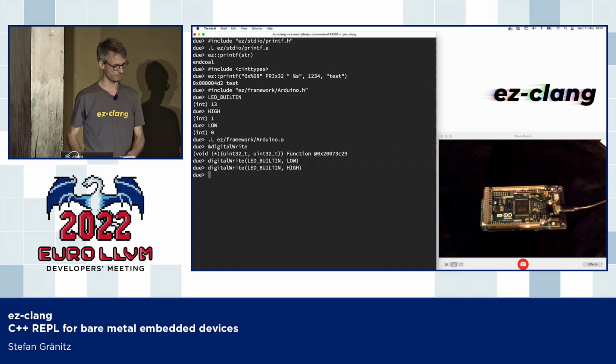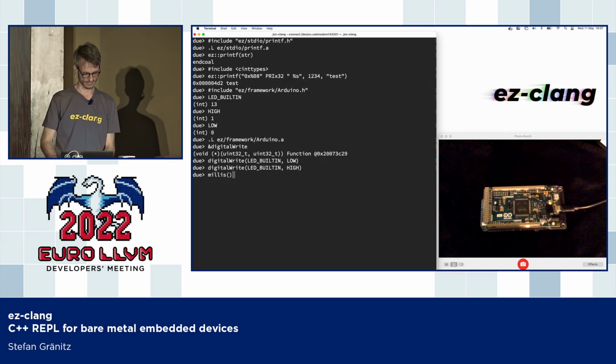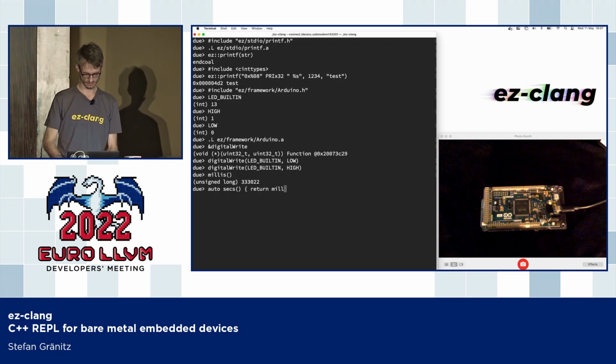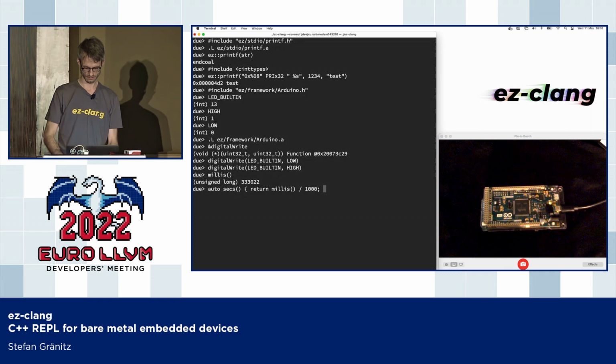Let's see, we have a few minutes left, so let's quickly do a bit more interesting things, like millis, which is the number of milliseconds that passed since the device was rebooted. We can use that to define a function seconds. And this will, well, dump the number of seconds. Seems to work. With that, we can define something like wait, number of seconds.